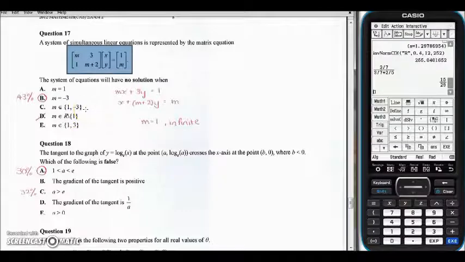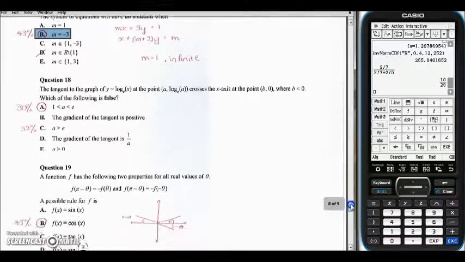So let's just have a look at what happens when m is equal to 1. If m is equal to 1, I get x + 3y = 1, and I get x + 3y = 1. So if m equals 1, there's an infinite amount of solutions. So that rules out A, and even though we already ruled them out, it also rules out C and E. So it has to be B. I'm not even going to bother subbing in -3. I'm just going to assume that -3 gives you the same gradient.